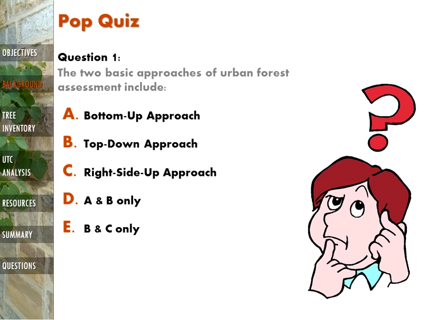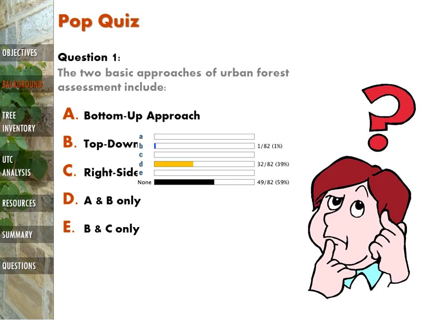So we'll continue to wait here and give people time. All right, so here we go. It looks like that D was the majority of folks that answered, and indeed that's correct. So the two basic approaches of urban forest assessment are the bottom-up approach and the top-down approach. Good.